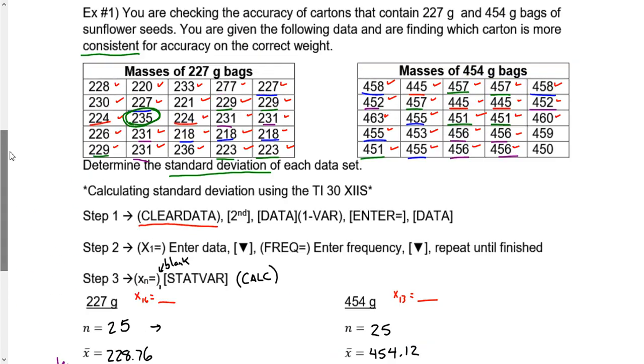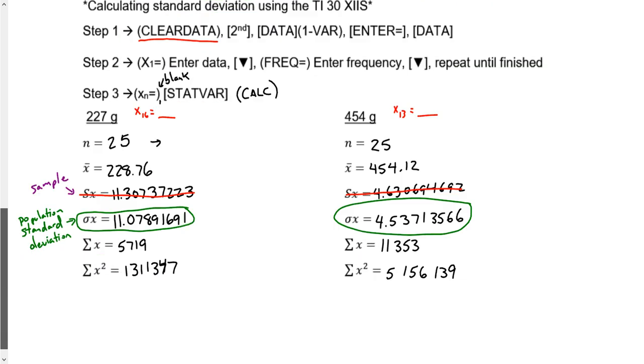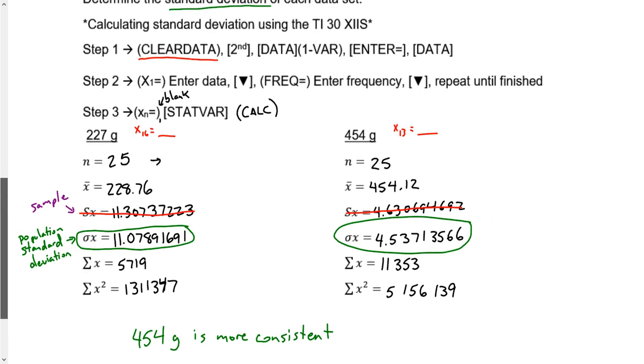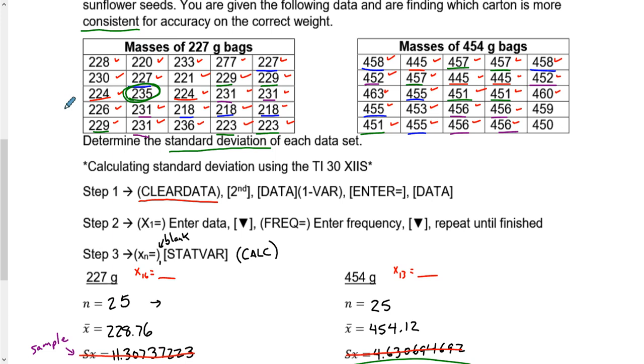So the question is, which carton is more consistent for having a correct weight? The 454 gram carton is much more consistent because this number is smaller than this. Our data values are not as dispersed from our mean in this set compared to this set.